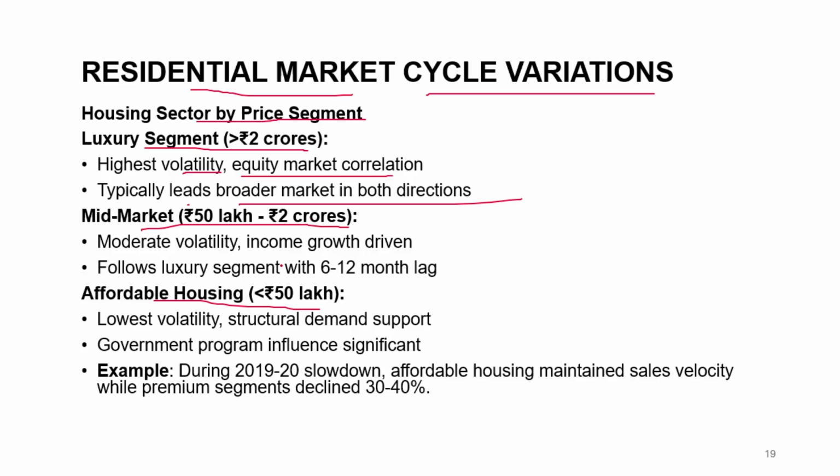Then we have mid market, with moderate volatility, income growth driven, and following the luxury segment with a 6 to 12 months lag. So, first the luxury segment will move in a particular direction, followed by mid market, and that is how the trend will happen. And then we have affordable housing, with the lowest volatility and structural demand support, because of the government there is support also, and the structural demand is always there, and government programs are influencing this significantly. So, basically this has its own system apart from your mid market and luxury segment.